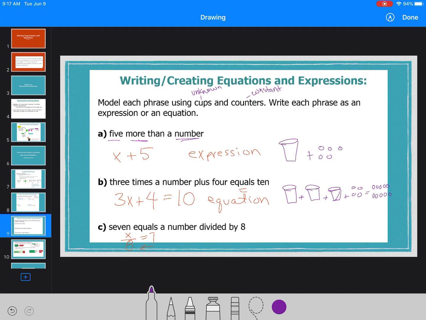And then the next one is 7 equals a number. So this is just a number. We don't know what the number is. Number, and it's divided into 8. And that's going to give us 7. Okay. All right, so these are our cups and counters and our expressions.